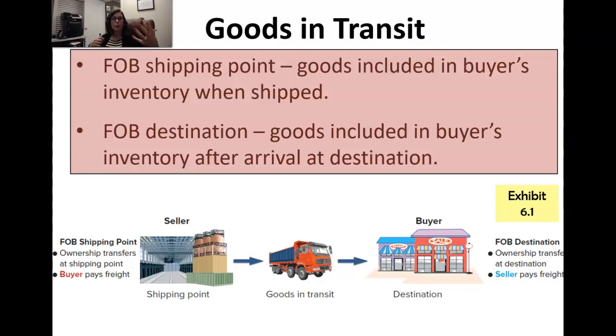Similarly, if we're the ones doing the selling and a customer is buying from us, FOB shipping point, then the minute we send those goods out our back door, they're not our responsibility anymore. Contrast that with FOB destination, where it's exactly the opposite. The goods are included in the seller's inventory until they reach the buyer's location. So the buyer will only include those in their inventory when they've physically arrived at that location.